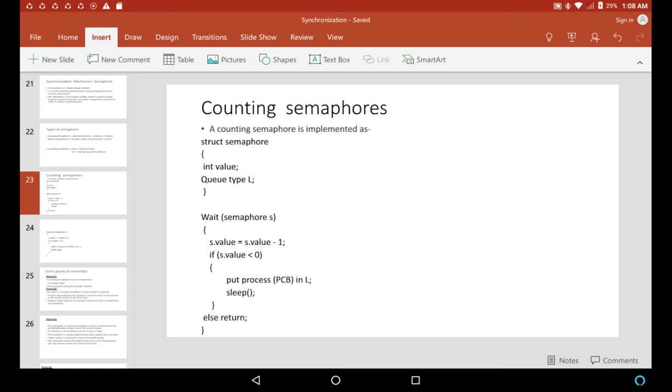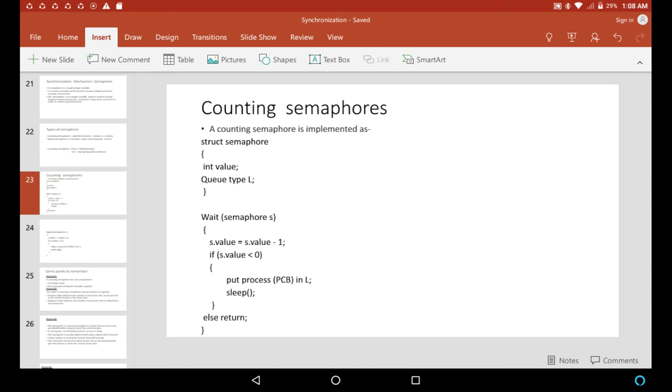So now what is the scene? There are 3 processes P1, P2 and P3 which have already entered into the critical section. Now suppose P4 comes and tries to execute this wait operation. Before P4 tries to enter into the critical section, S value is 0. Now it is time to execute the first line of code, that is S dot value is equal to S dot value minus 1. So S becomes minus 1, right?